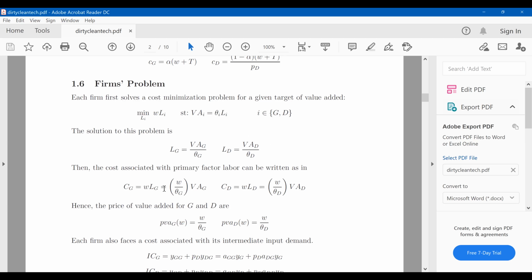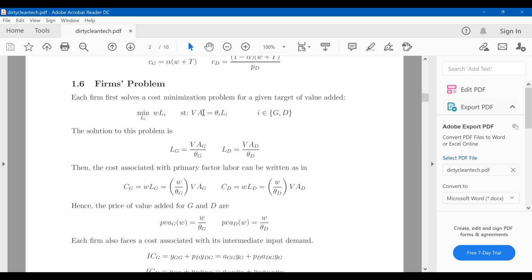We can write total cost now. I mean, when I say total, this is total factor cost. So WLG is now written as a function of the factor price, and it's a function of the value added target. Similarly for the dirty firm, exactly as in your textbook, again, this is the same technique. We have the factor price and the value added.